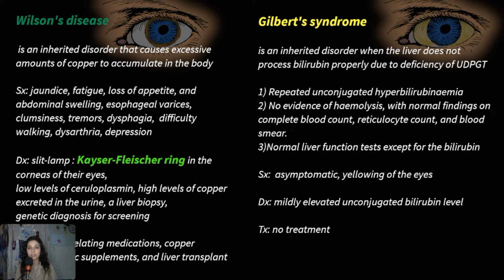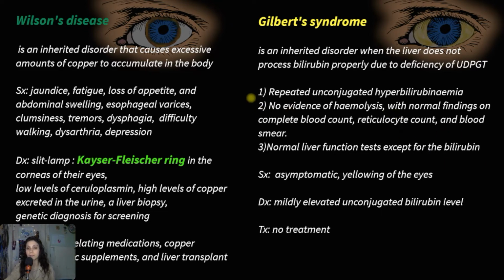Okay, so the next one is Gilbert syndrome. It's a disease when there is reduced activity of the enzyme glucuronyl transferase, and there is a presence of mildly elevated unconjugated bilirubin level in the blood, and there are some criteria for Gilbert syndrome.